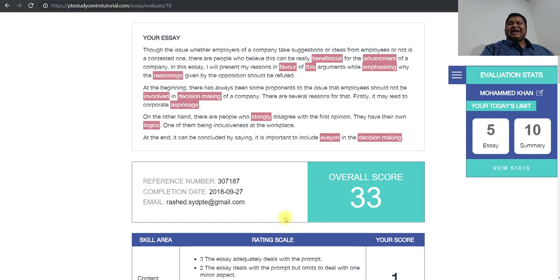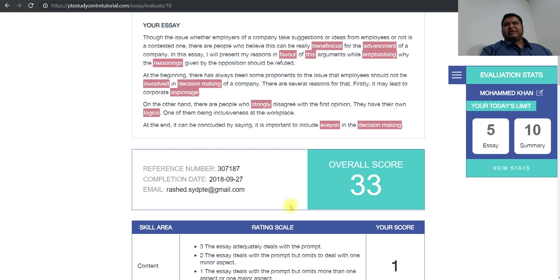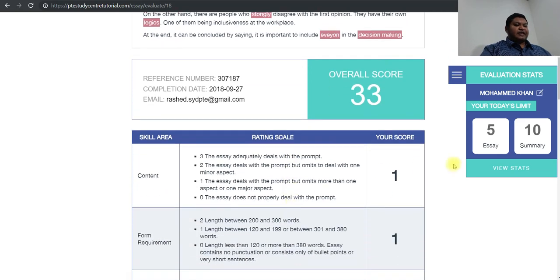It gave me only 33 out of 90. The main reason being, I have obviously introduced the topic. I've obviously used some of the keywords. Unfortunately, I did not have any logical or reasoned pattern in my writing. I did not have any cohesion and coherence in my writing. I did not have a proper topic sentence, proper supporting idea, proper examples, and all those things. That's why you can see I've got only 1 out of 3 in content.